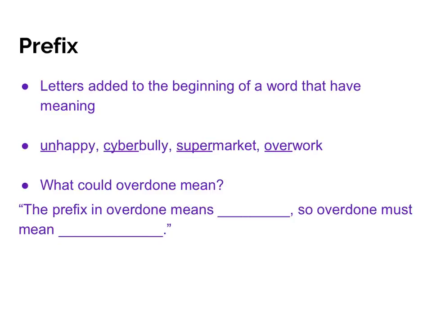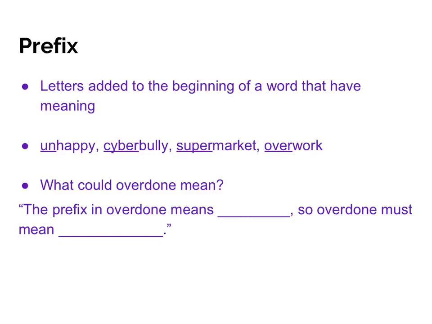So the definition of prefix is letters added to the beginning of a word that have meaning. So I have some examples here again. The first example, unhappy. We started with happy and then added un to the beginning of the word. This un here has a meaning with it. It means not. So this word here means not happy.